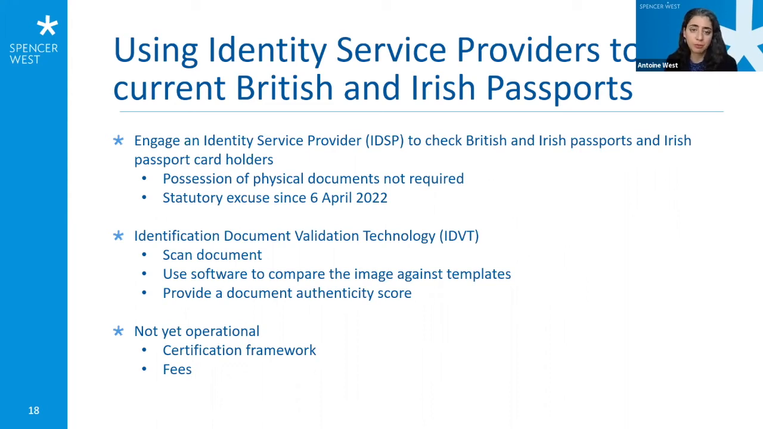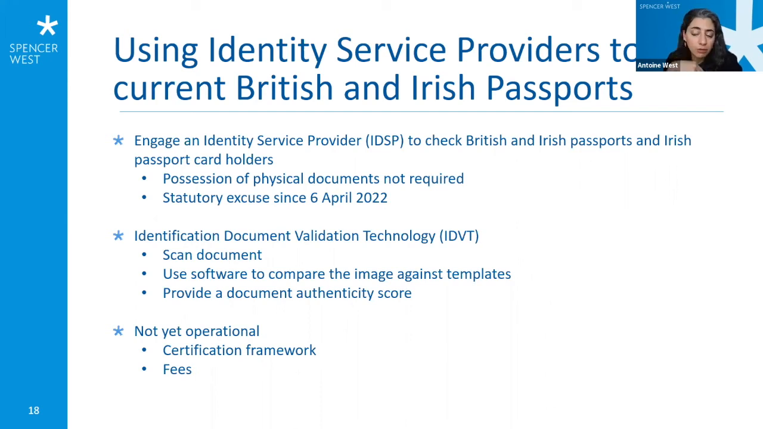Well, basically, the identity service providers are using what the Home Office refers to as identification document validation technology. That is a device that's going to scan the document, and then it's going to use that scanned image and compare it to databases it has of acceptable documentation. So let's say somebody presents a Ghanaian passport as part of their right to work check, and the checking service provider is going to have examples of what a Ghanaian passport is supposed to look like, and it's going to be checked digitally against those examples.